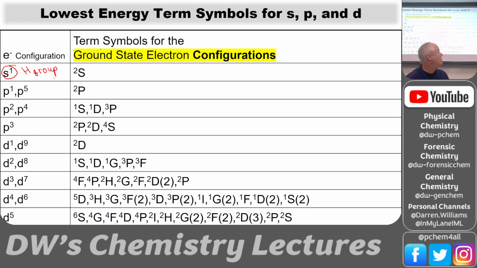And also all of the, I guess, +1 cations. I know that group 2 wants to be +2, so it can have a noble gas configuration. But let's say we had a calcium 1+, then it would be an s1 configuration. So this would be the terms for that. Okay. What about p1s and p5s? Well, p1s would be boron, aluminum, gallium, the boron group. And p5s would be the halogen group.